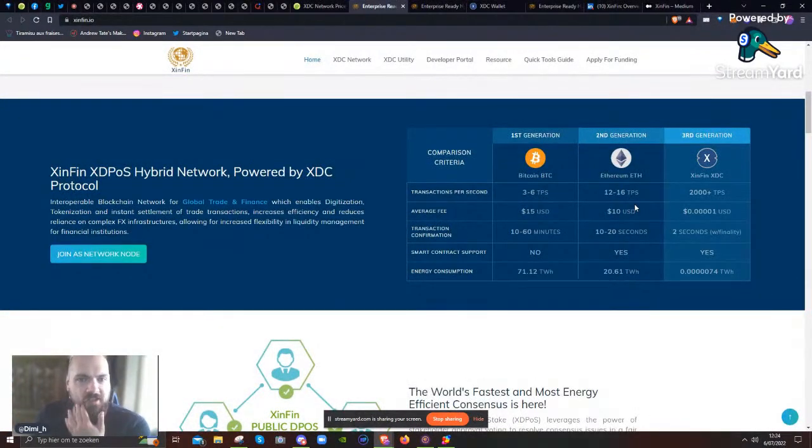Oh, this is something else, which I like to take a little piss at. And those are comparisons. XinFin XDPoS hybrid network powered by XDC protocol, comparison: first generation Bitcoin, transactions per second 3 to 6, second generation Ethereum 12 to 16, and then you've got third generation themselves with more than 2,000 transactions per second. Average fee 15 USD, Ethereum 10 USD. By the way, this is wrong, and this one as well.